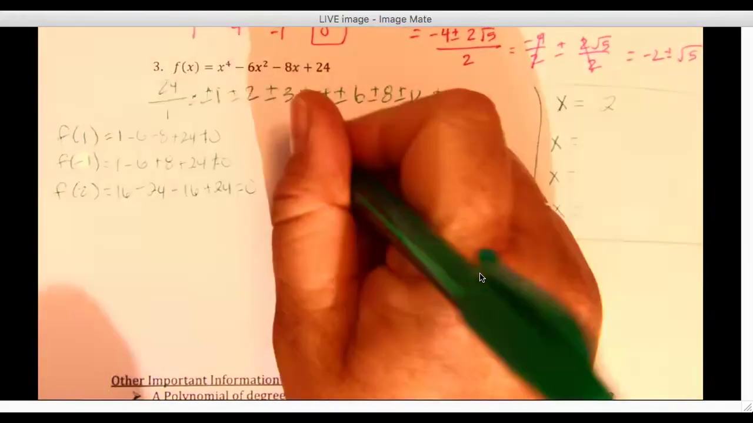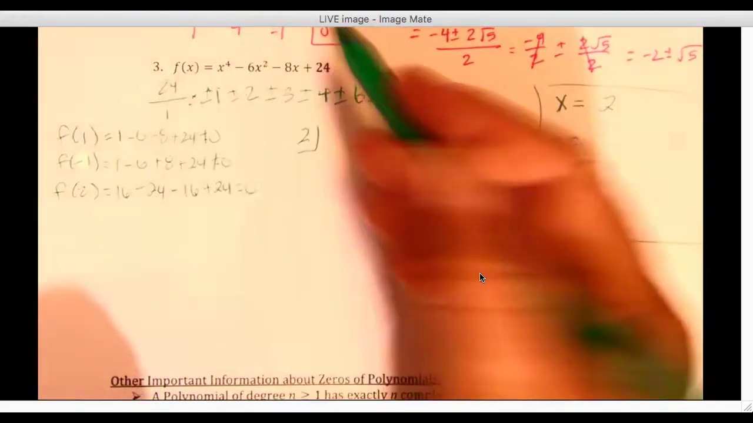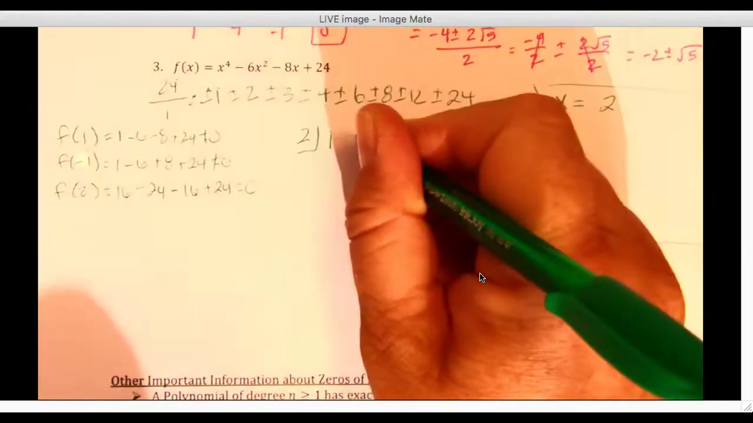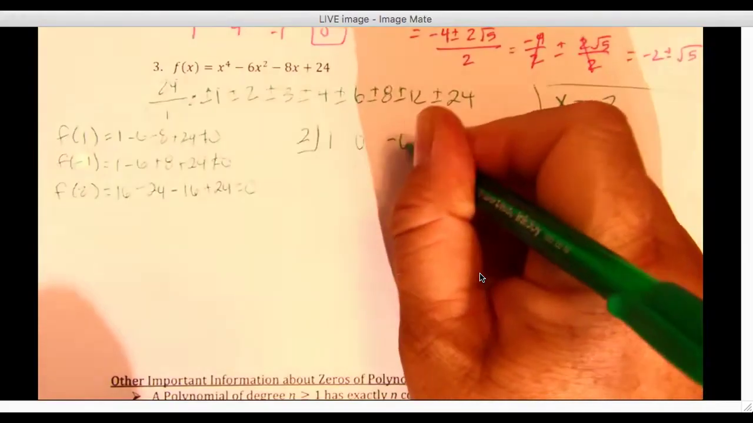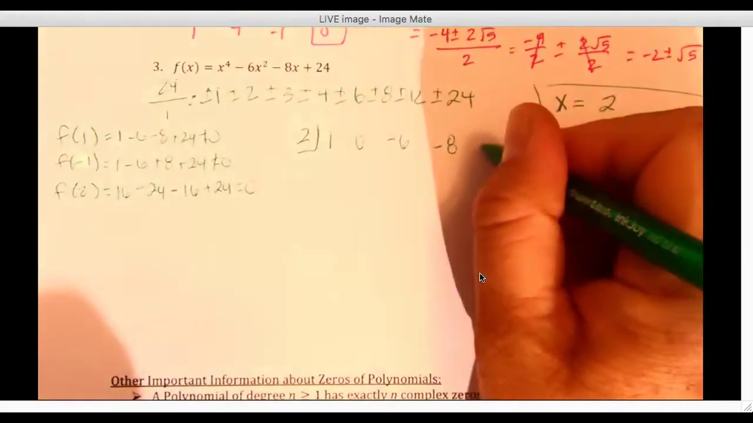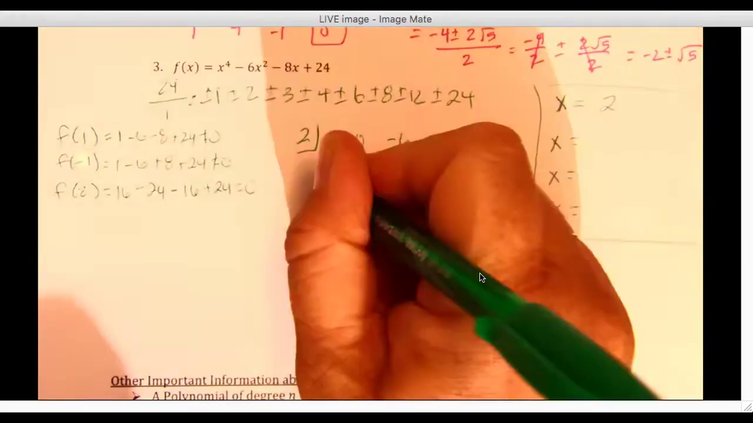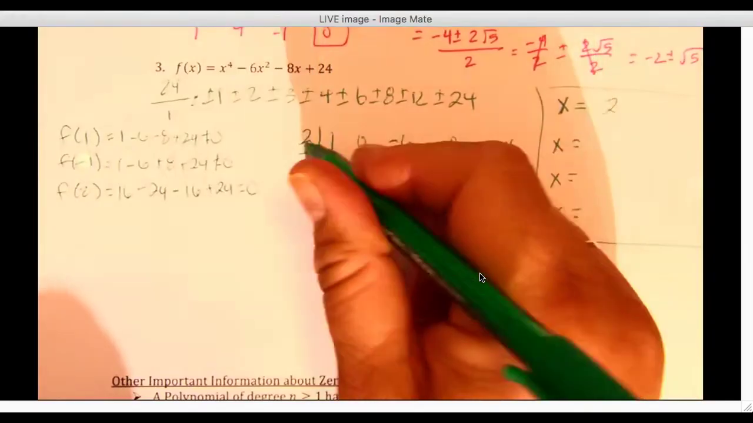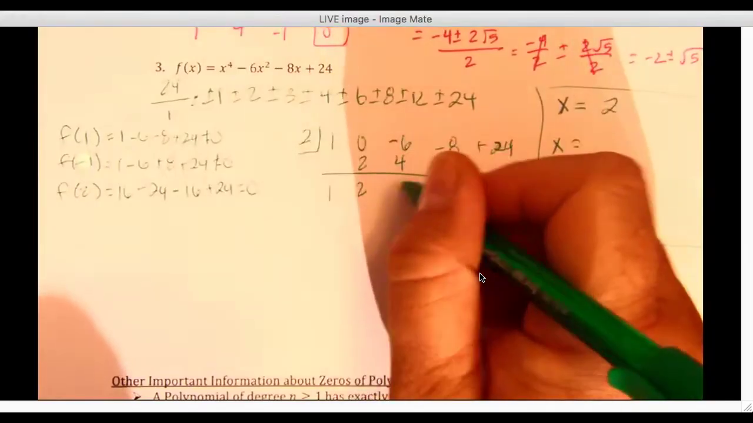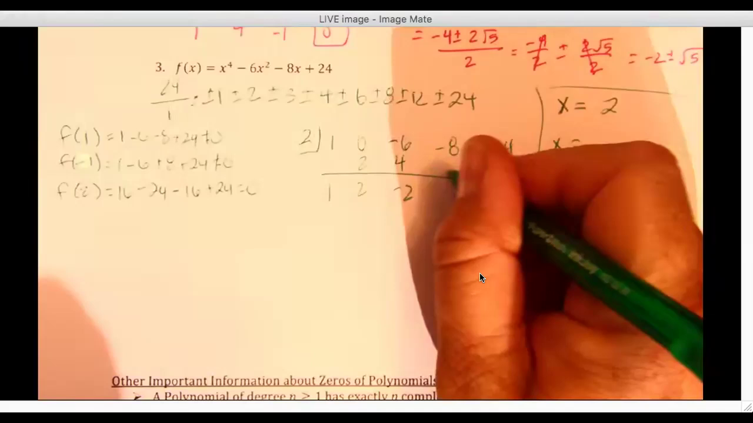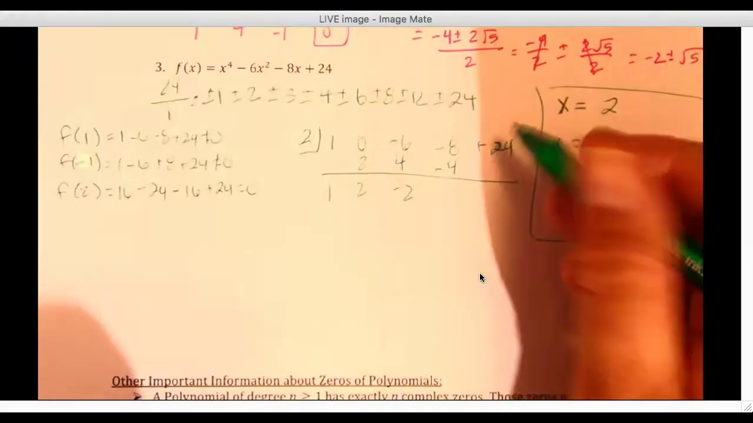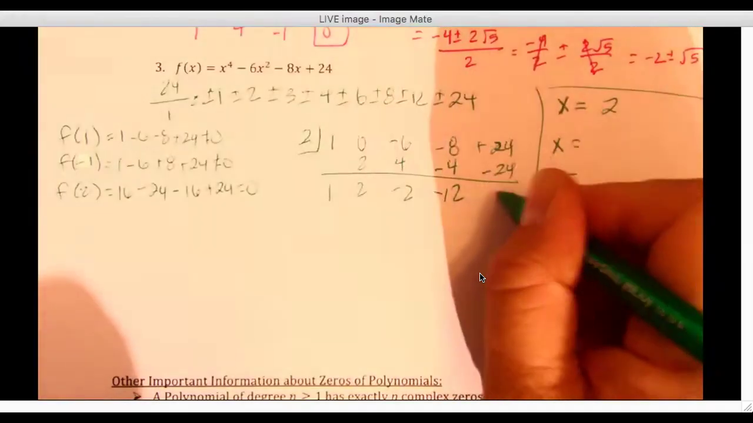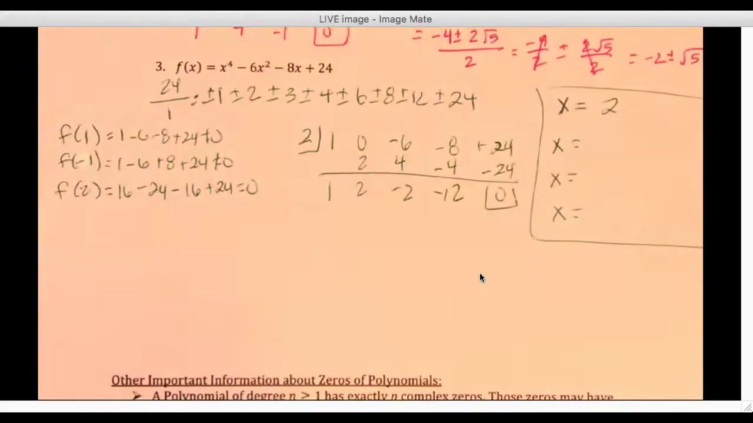So I can go ahead and divide. And notice here that we have no x cubed term, so I need a placeholder. So I have 1, 0 for my placeholder, -6, -8, and 24. Bringing down my 1, 2 times 1 is 2, 0 plus 2 is 2, 2 times 2 is 4, -6 plus 4 is -2, 2 times -2 is -4, -8 plus -4 is -12, 2 times -12 is -24, and we get a remainder of 0, which is what we would hope to see.